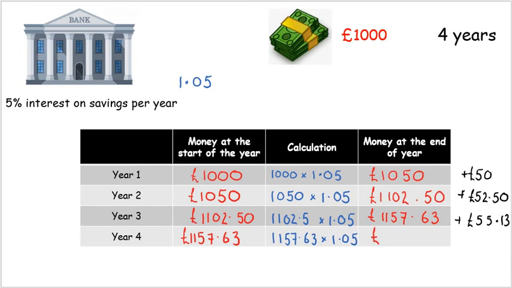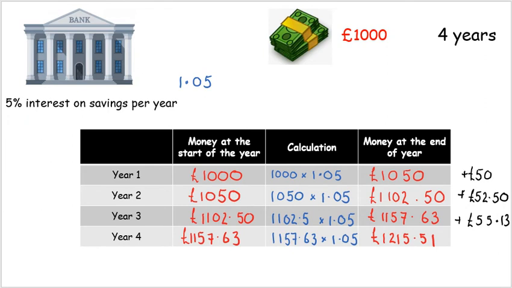Again, just type it into your calculator. If you already have your answer for the previous one in, then you can just say answer multiplied by 1.05. And when you do that, you should end up with 1,215 and 51 pence. Again, just rounded to 2 decimal places because we're dealing in money.